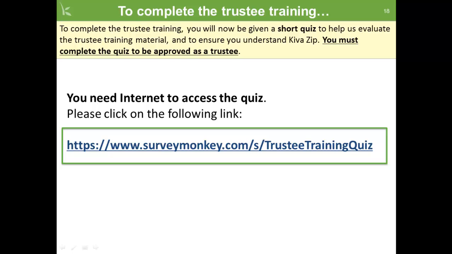You have now come to the end of the trustee training. To complete the training, you will now be given a short quiz to help us evaluate the training material and to ensure you understand the basics of Kiva Zip. Please note you must complete the quiz in order to be approved as a trustee. Please use the following link to access the quiz. You may need to copy and paste the link or manually type the link into your web browser in order to access the quiz.